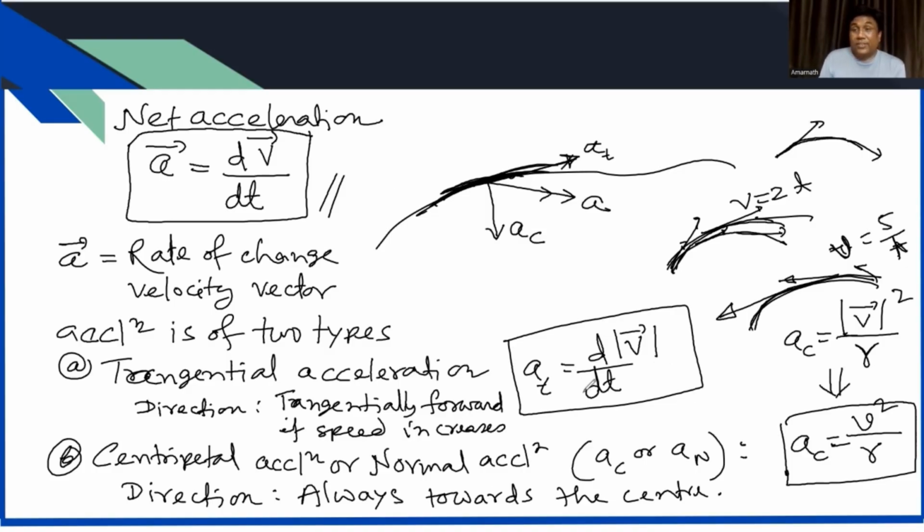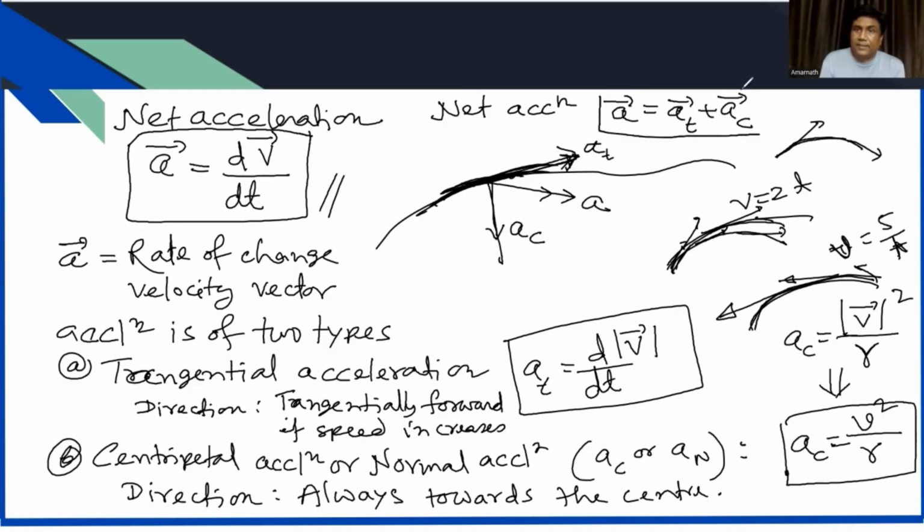And direction of acceleration, centripetal acceleration is always towards the center, okay? So net acceleration can be written this way also. Net acceleration, A vector is equal to AT vector plus AC vector. Okay, you please write this also.